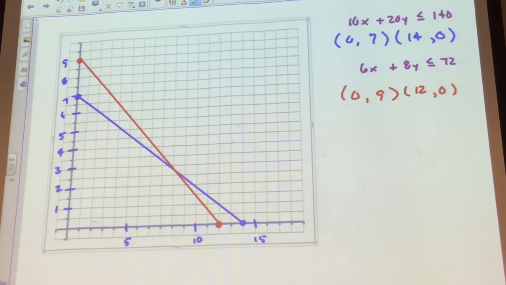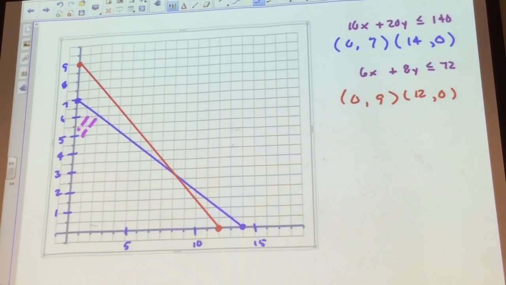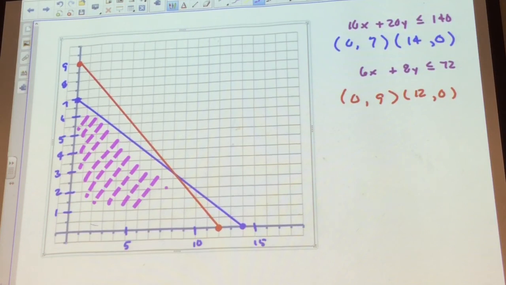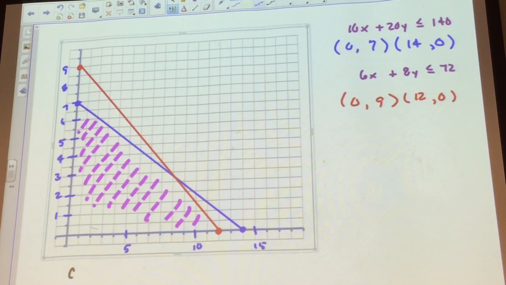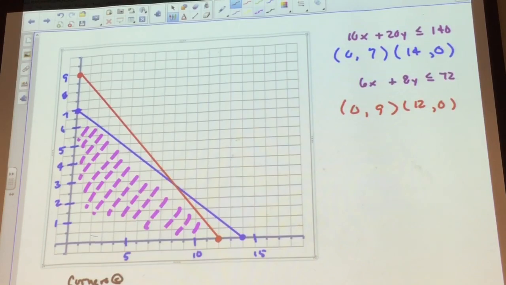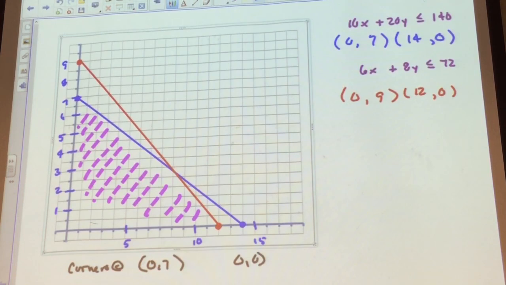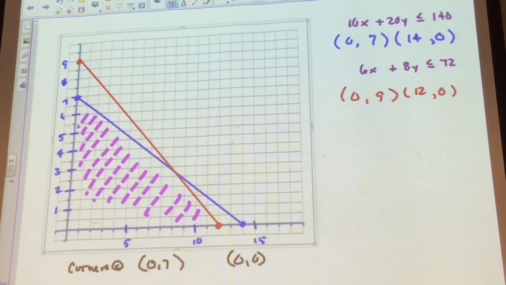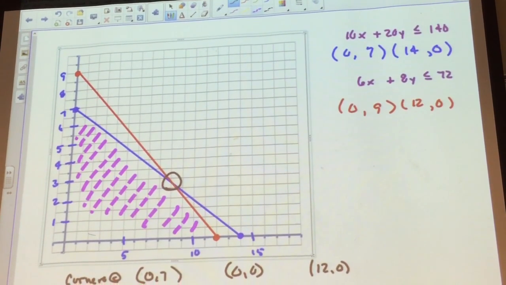And now I look at all the inequalities. Both of those inequalities are less than, so I know that the feasible region is going to turn out being this region that sits down here. And I know that I have corner points at 0 and 7, 0 and 0, 12 and 0, and then I've got this one.